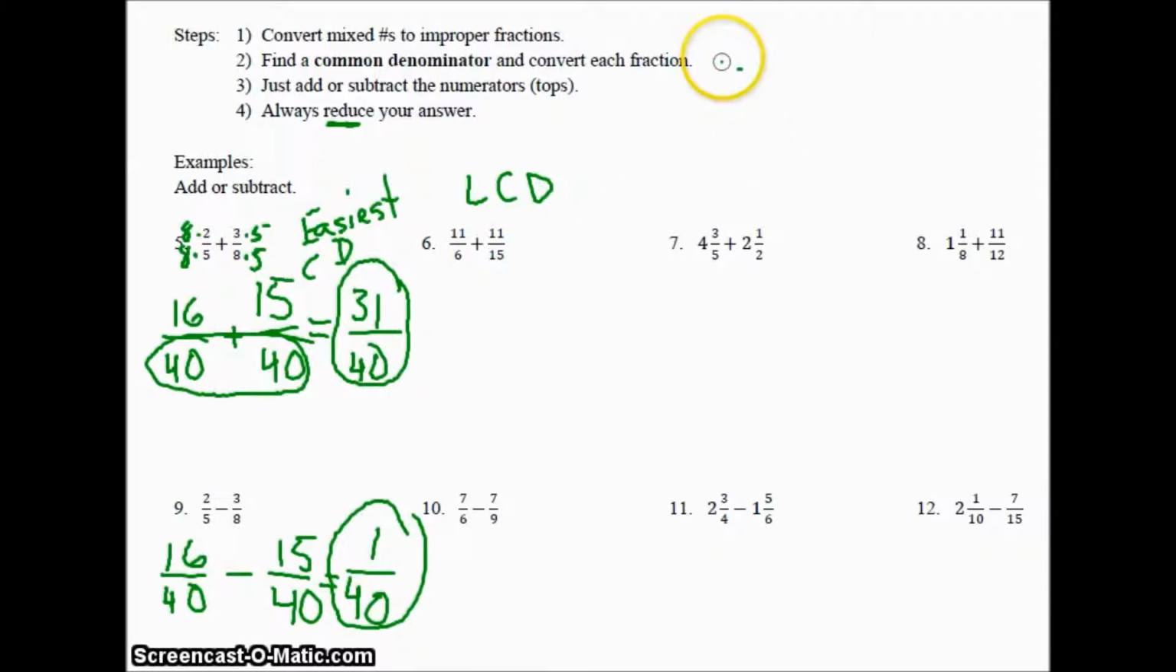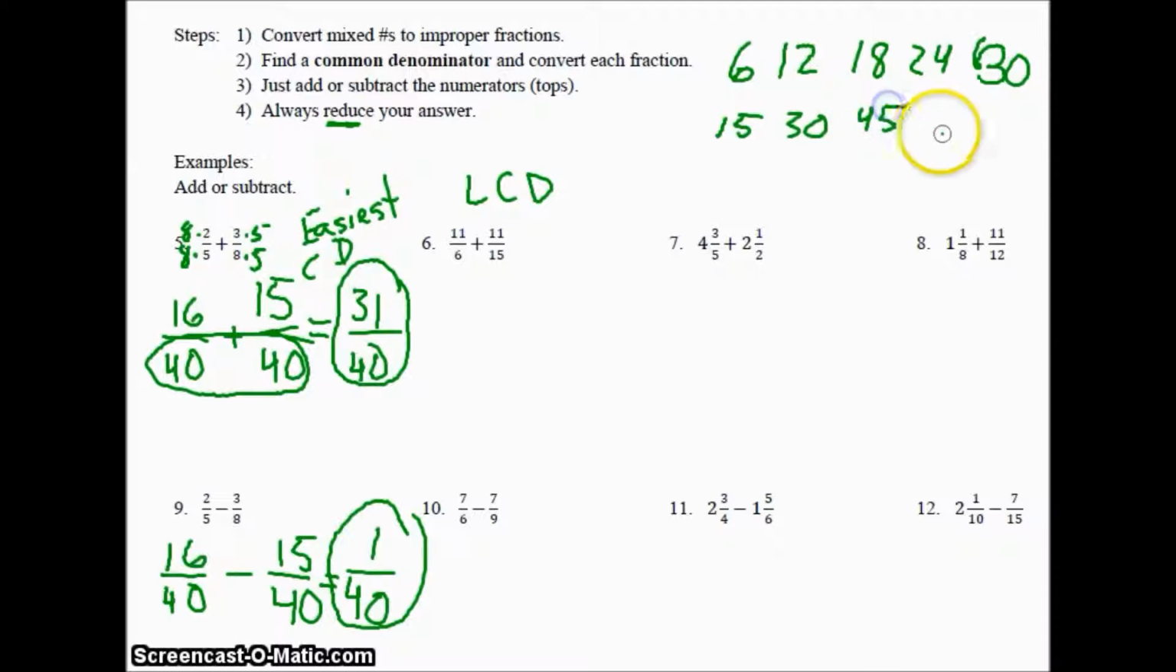So looking up here, let's take a look at the multiples of 6. 6 times 1 is 6. 6 times 2 is 12. Then we get 18, 24, 30. Okay, now let's take a look at the multiples of 15. 15, 30, 45, and so on. Okay, so if I look here, what's the first number that both of these have in common? 30, right? So 30 is going to be our least common denominator, and this is actually how you find least common multiple later on in the course.